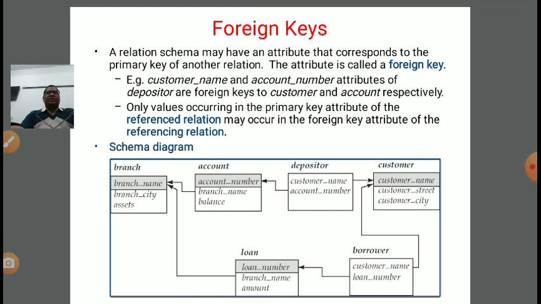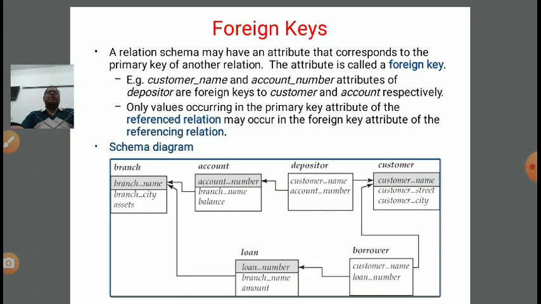Suppose I have two tables, table A and table B. In table B, there is an attribute X which is the primary key of table B. But the X column is present in A also. So in table A it is not a primary key; in table A it is called a foreign key. So in table B, X is the primary key, and the same is present in table A.